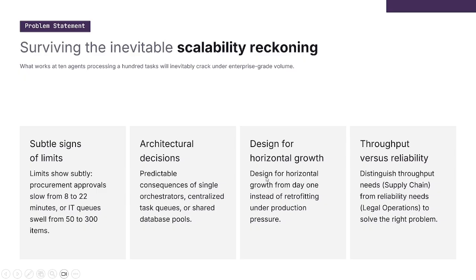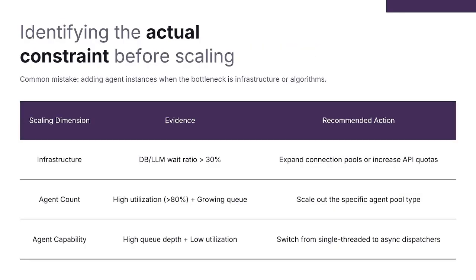So make sure you put scalability into design for horizontal or vertical scaling from day one. Throughput versus reliability. Distinguish throughput need, for example, supply chain, from reliability need, which is legal orchestration, to solve the right problem. So you must distinguish between throughput and reliability. You cannot be solving a throughput problem where you need to solve a reliability problem. No, no, no, it's a wrong approach.